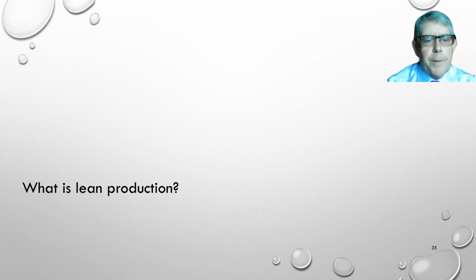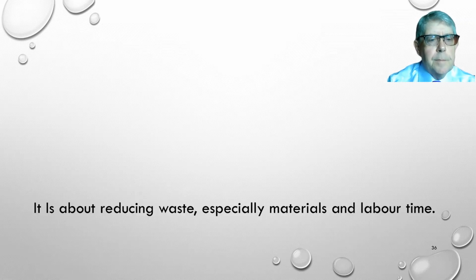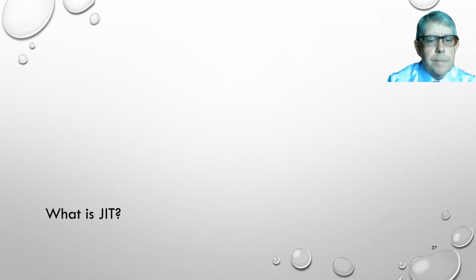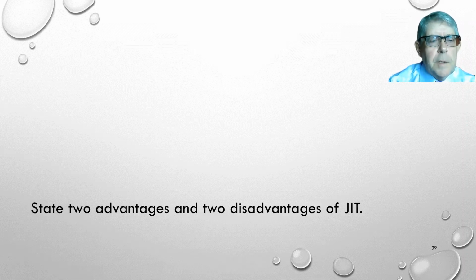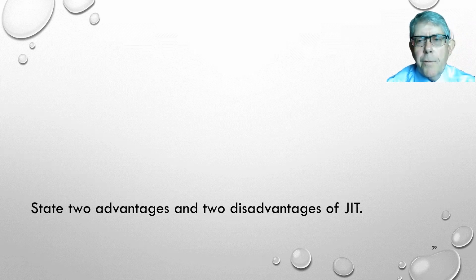What is lean production? It's about reducing waste, especially materials and labour time. What is JIT? Well, this stands for just-in-time production and is where suppliers deliver their materials or components immediately before they are required. State 2 advantages and 2 disadvantages of JIT.